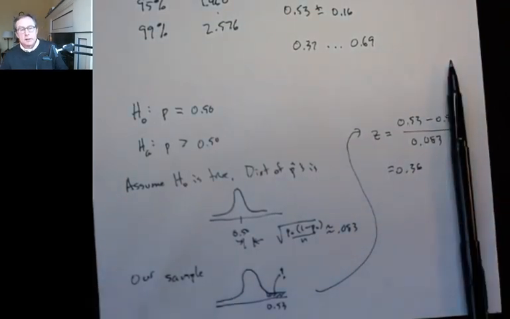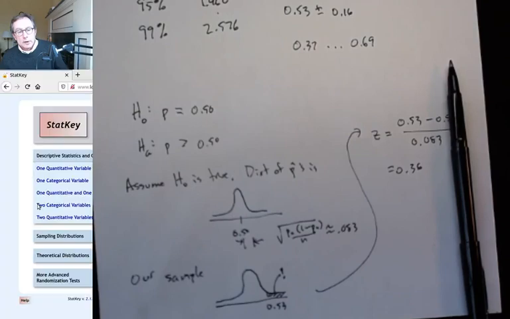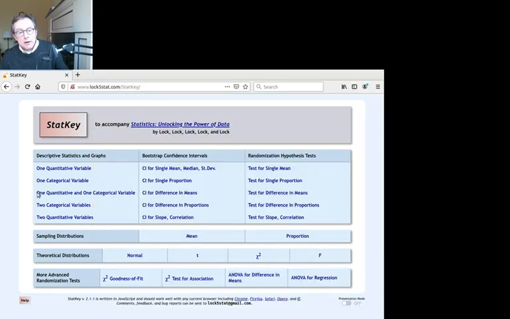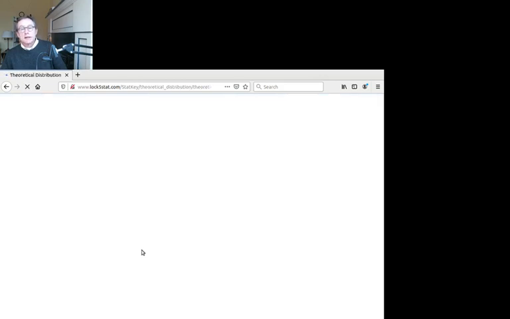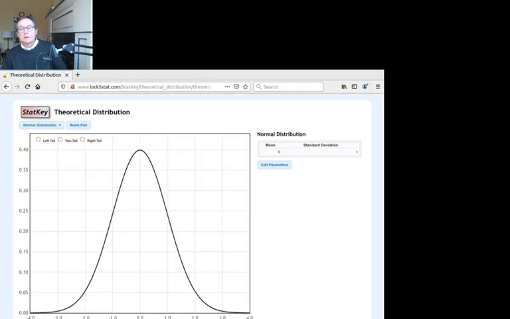Let's see if I can dial up Stackey. I had it here somewhere. Oh, there it is. Okay, and I got to get rid of what I have here. Okay, so now I'm on Stackey. Forgive me, too much fiddling around. That's a normal curve because the central limit theorem tells me it's a normal curve. Okay, I need to get from 0.53 on out.